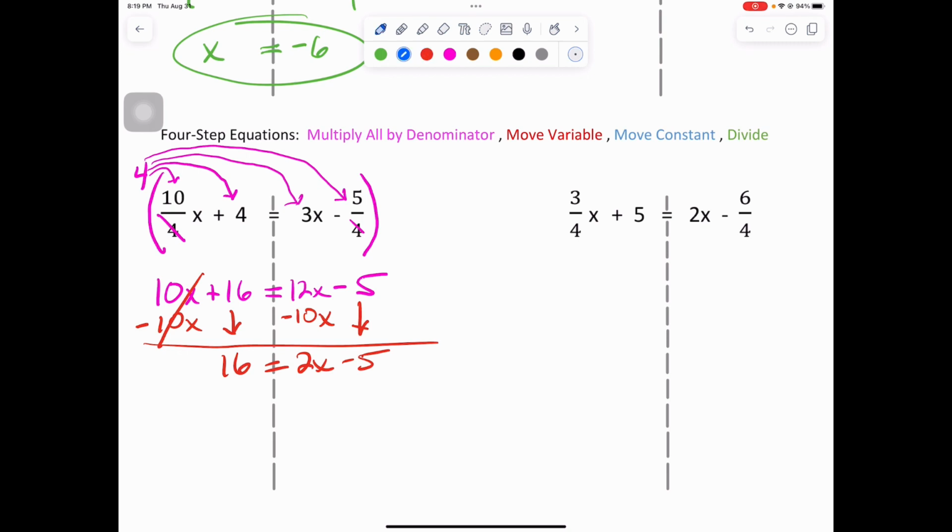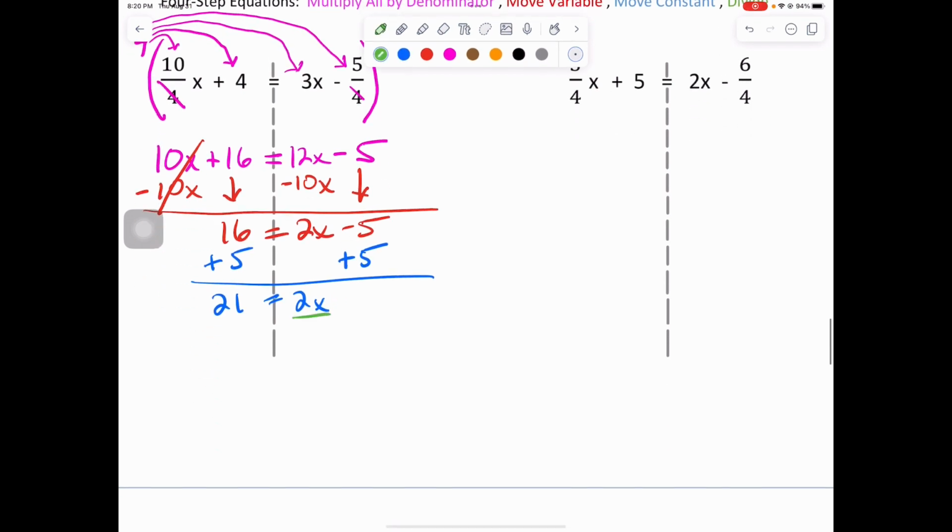Then we will just move the constant because we need to isolate that 2x. What's hanging out with 2x? Negative 5. How do we get rid of it? Yes, positive 5. Beautiful. All right. 16 plus 5 is 21 equals 2x. And our last step, we will divide by 2. Sometimes we get a decimal. 21 divided by 2 is 10.5 equals our x. Wonderful.